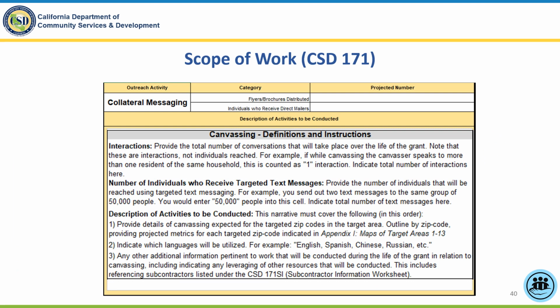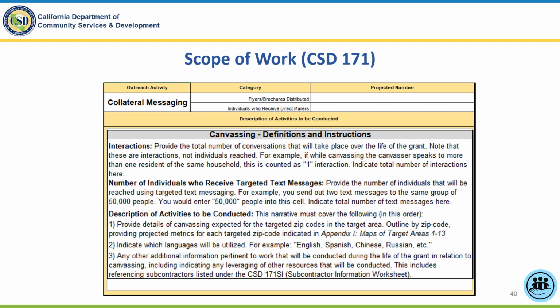Under the collateral messaging category, again, applicants should follow the definitions and instructions for entering projections and the description of activities to be conducted. Applicants must indicate the number of flyers or brochures distributed and the number of individuals who will receive direct mailers. If not conducting a category, mark 0 in the projected number column. A few things to highlight for collateral messaging.